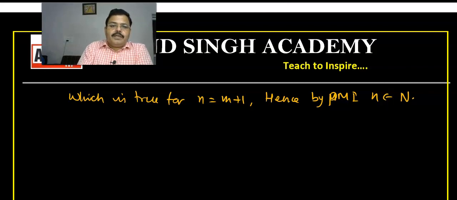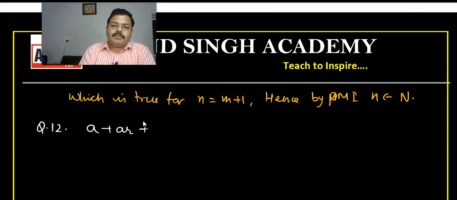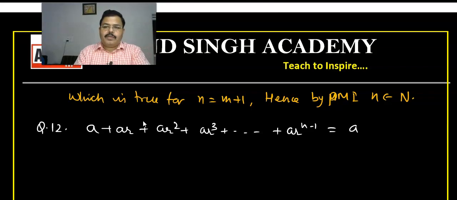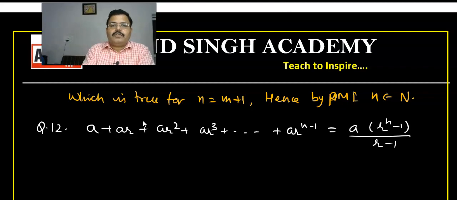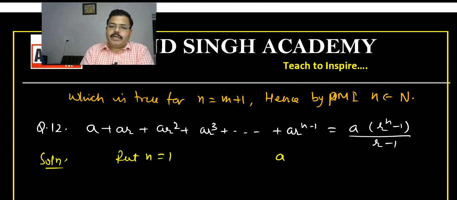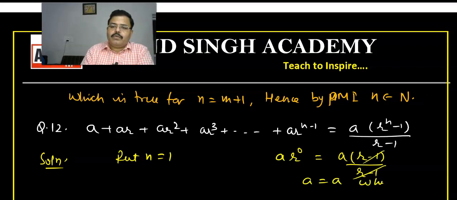Now, the next question is question number 12. Again, there is a question: prove that the sum of n terms of the GP a, ar, ar square, ar cube, and up to ar to the power n minus 1, is a times r to the power n minus 1 upon r minus 1. So, similarly, the solution will be like this: put n is equal to 1, then r to the power 0 is 1, and r to the power 1 minus 1 upon r minus 1. So these two cancel out, and here a is equal to a, which is true.